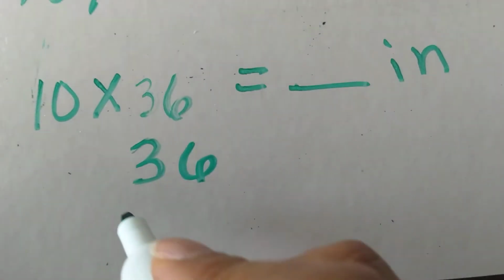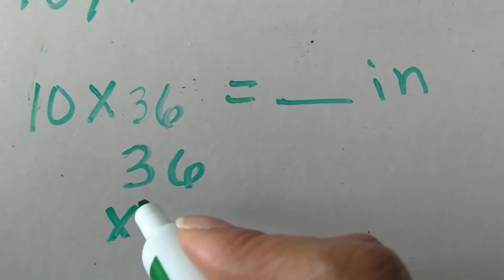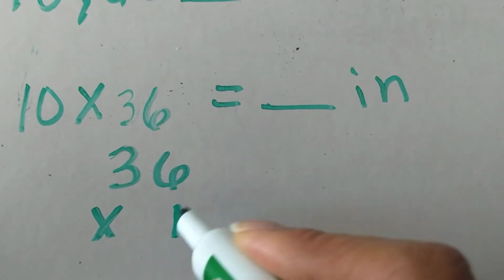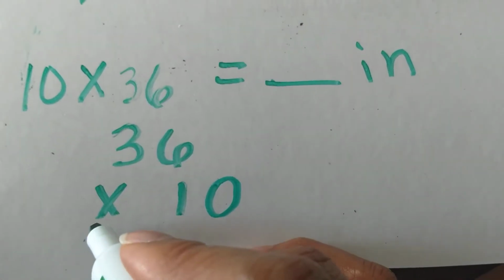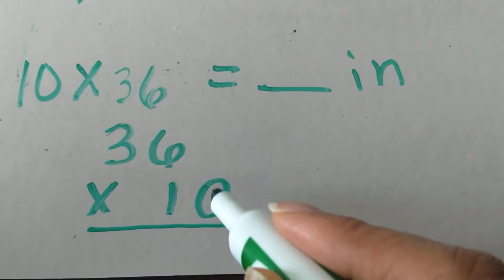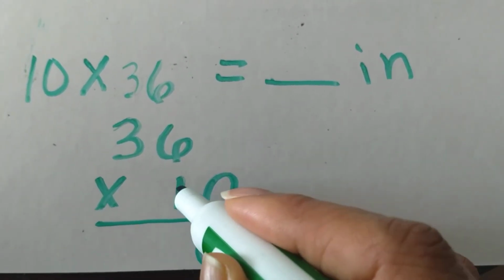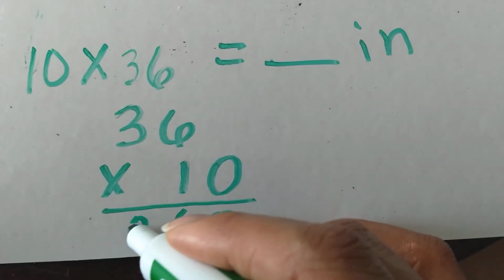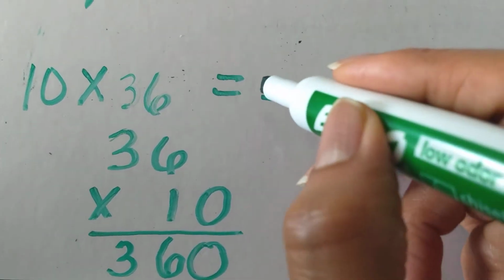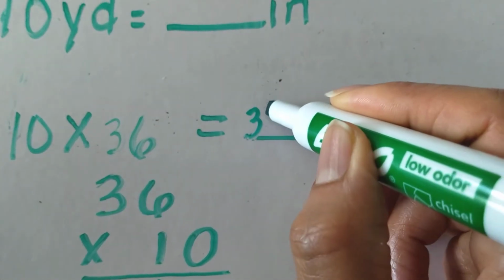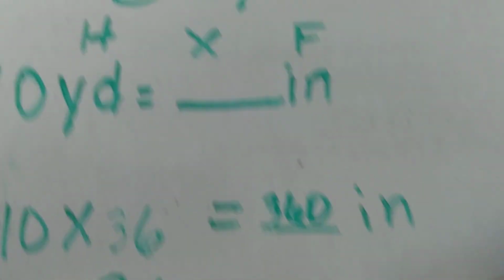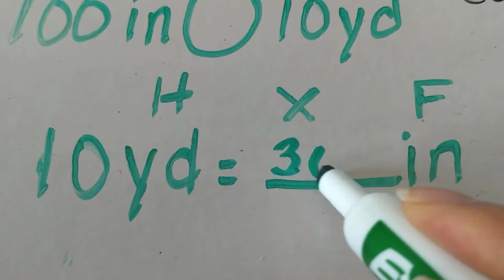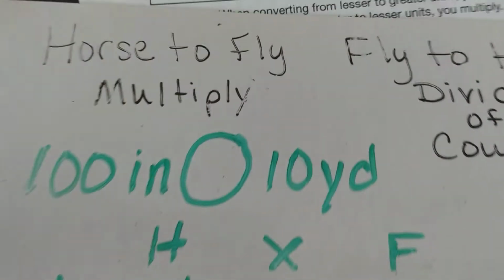36 times 10. But we're not going to write 10 here. We're going to slide it over one place value because it's 1 0. Put that 0 on the end. And we're simply going to drop down that 0. And then multiply 1 times 6 is 6. 1 times 3 is 3. And my answer is 360 what? 360 inches. So 10 yards equals 360 inches.